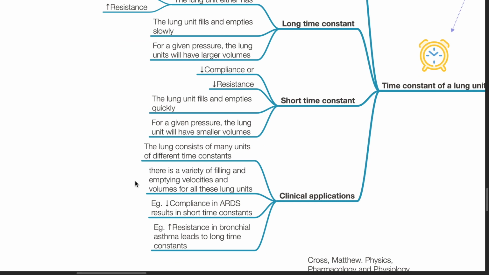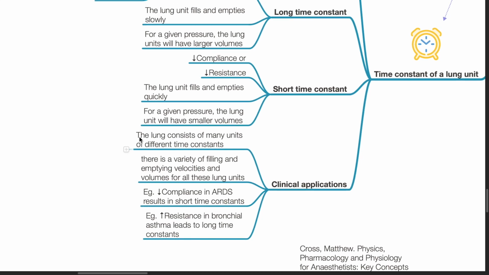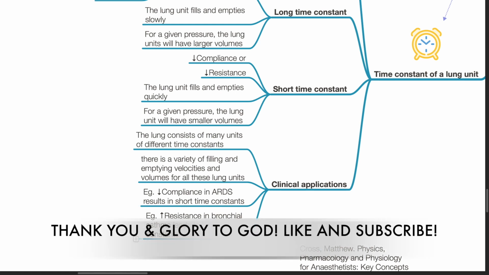Clinical applications. The lung consists of many units of different time constants. There is a variety of filling and emptying velocities and volumes for all these lung units. For example, decreased compliance in ARDS results in short time constants. Increase in resistance in bronchial asthma leads to long time constants.